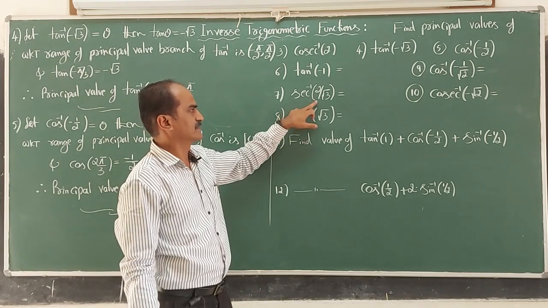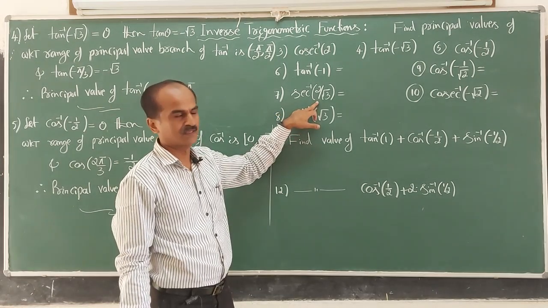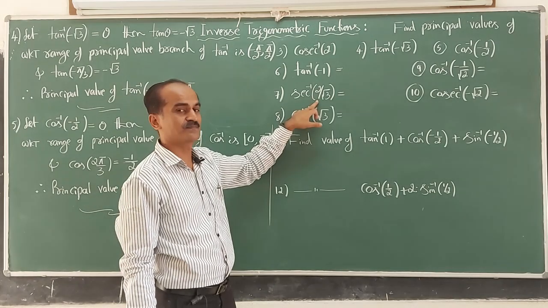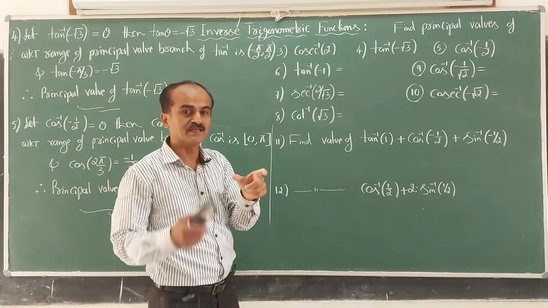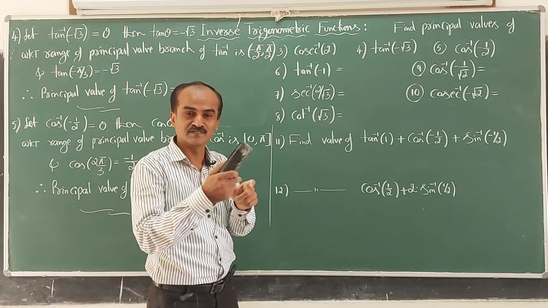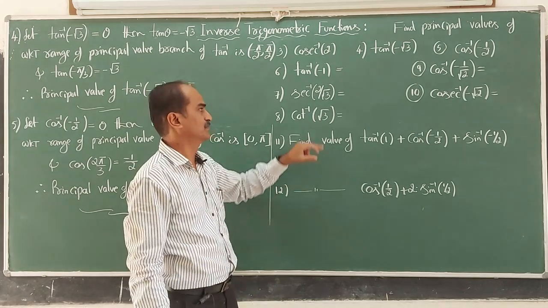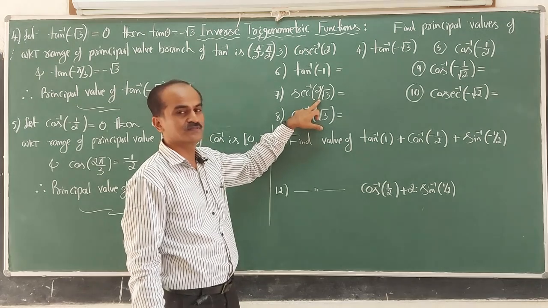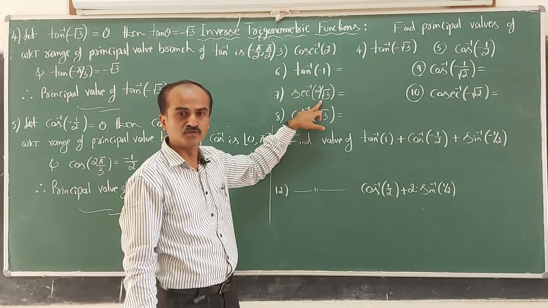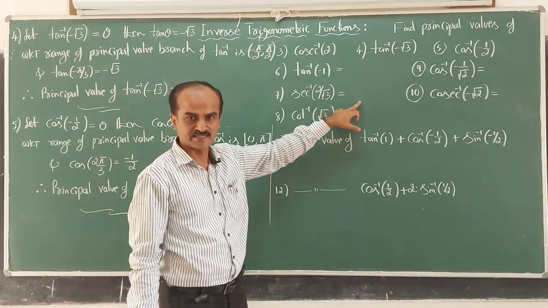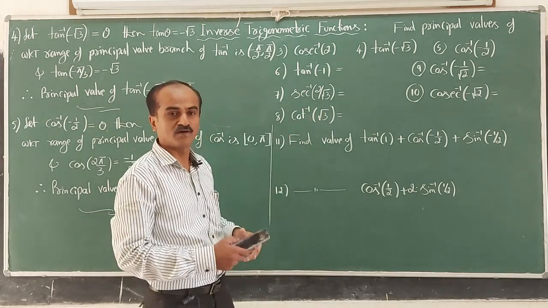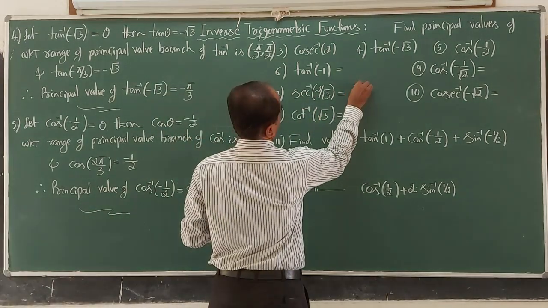Next, secant inverse of 2 by root 3. Think of an angle, that too acute, because x is positive. It must lie in the interval 0 to pi by 2. When x is positive, secant inverse x will give us the angle in the interval 0 to pi by 2. Secant of which angle gives us 2 by root 3? That is pi by 6. Secant pi by 6 is 2 by root 3. Therefore, secant inverse of 2 by root 3 is equal to pi by 6.